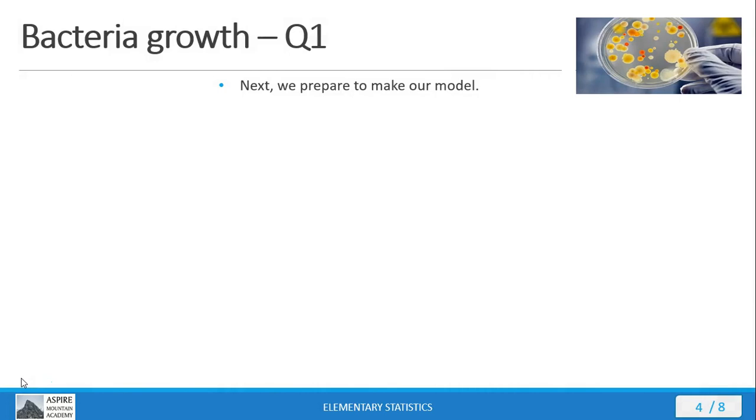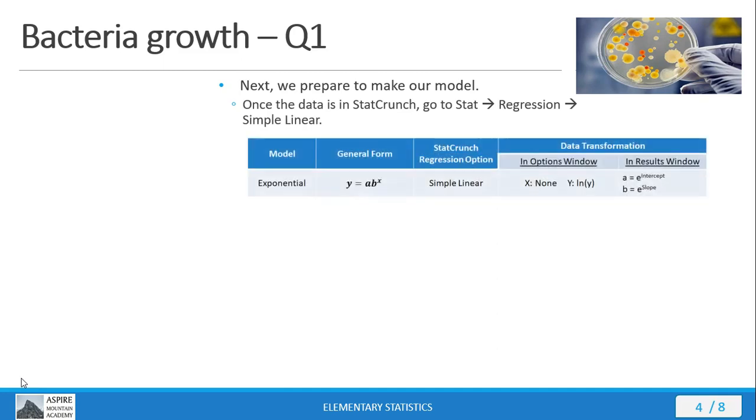So next, now that we know what model we need to make, we need to prepare to make that model. And we do that by going to Stat, Regression, Simple Linear. And then we look at our data transformation table and look for the section that corresponds with exponential models. So we look at that row for exponential models. I've truncated the table here for purposes of the demonstration. But you can see we've got the different sections here. General form, this is the option we take in StatCrunch to get our model. Here's what we put in the options window, and here's what we use to get the results window data to give us the answers we're looking for.